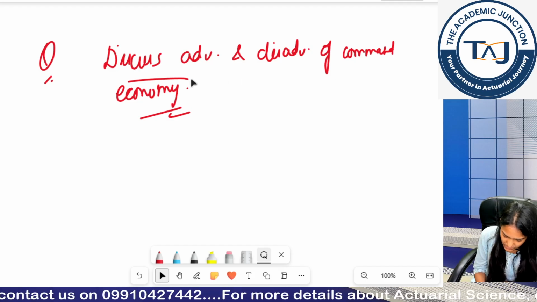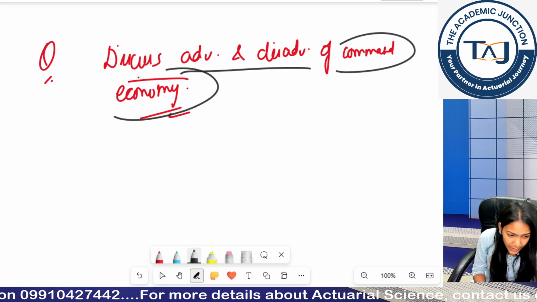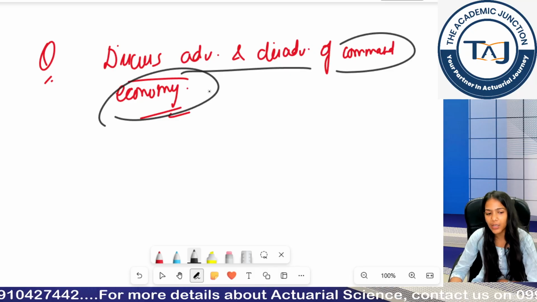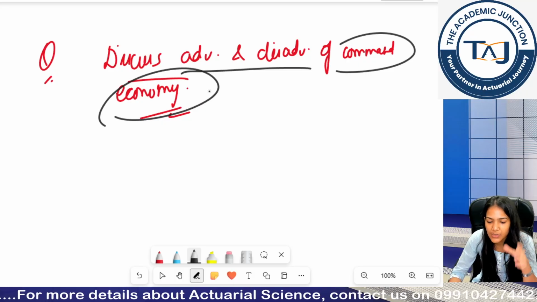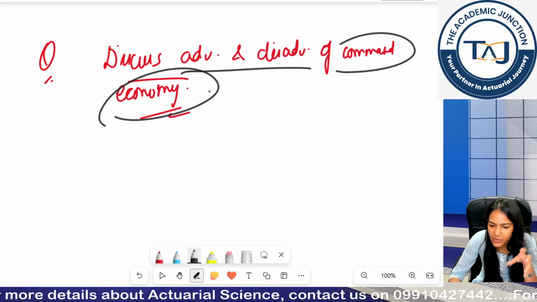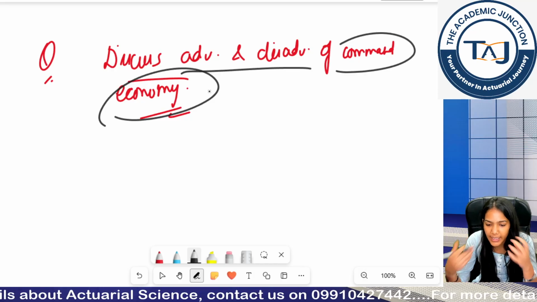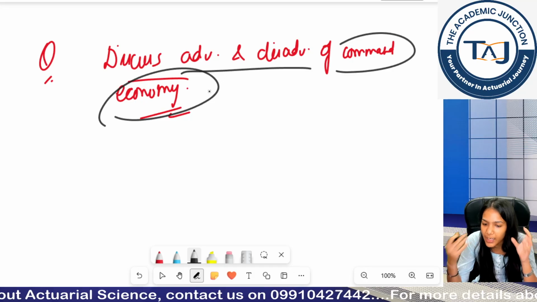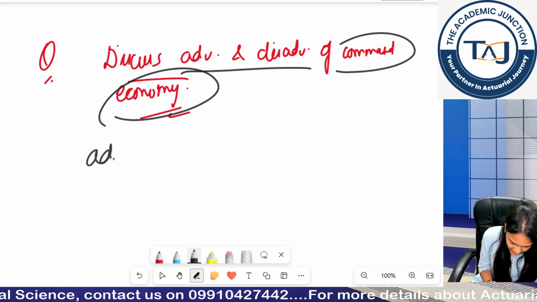Okay, so we have to discuss the advantages and disadvantages of which economy? Command economy. What was command economy? Command economy was basically a socially planned economy where every decision regarding resources, production, and consumption is taken by the government or a centrally planned authority. Okay. So if I talk about the advantages first.